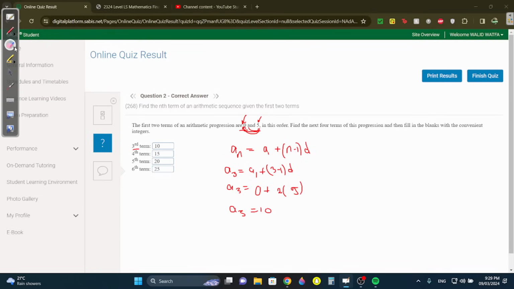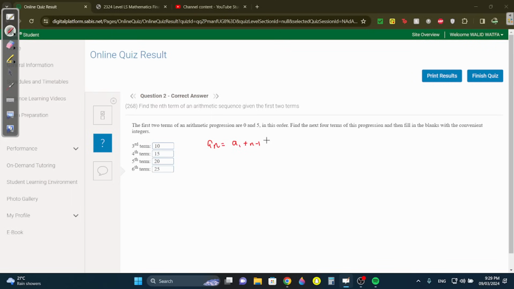Okay, so I'm going to go through this a bit quicker for the other ones. For A3, I'll just write An equals A1 plus n minus 1 d. For A3 we said it is 0 plus 3 minus 1 times 5, which is 10. Now let's do A4. A4 is 0 again, because that's the first term, plus 4 minus 1 times 5, which is 15.